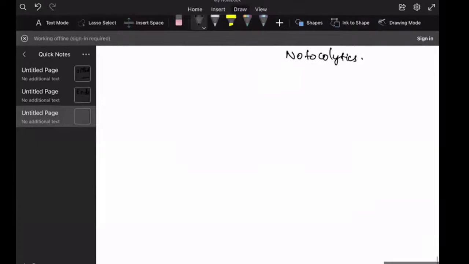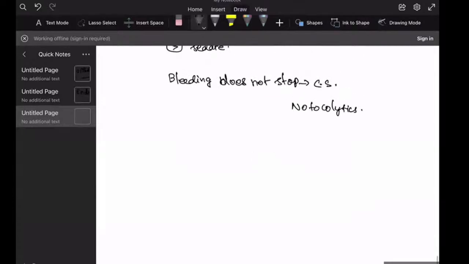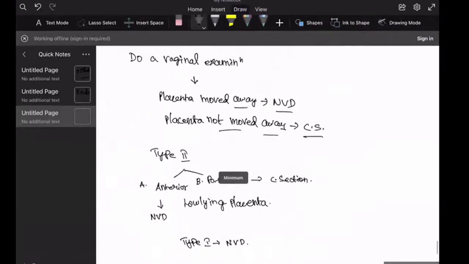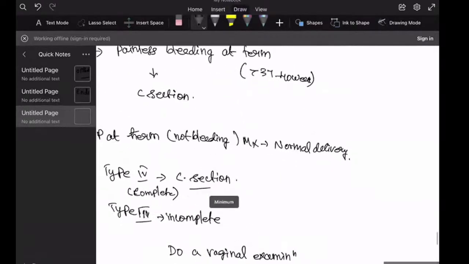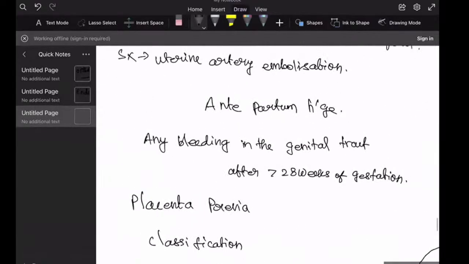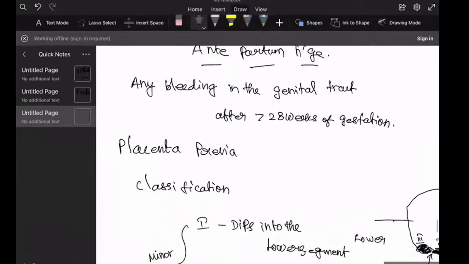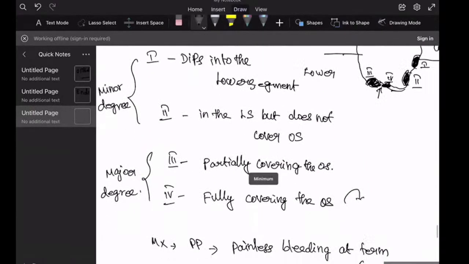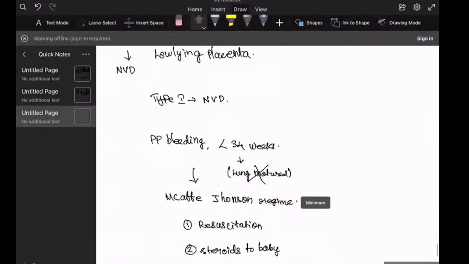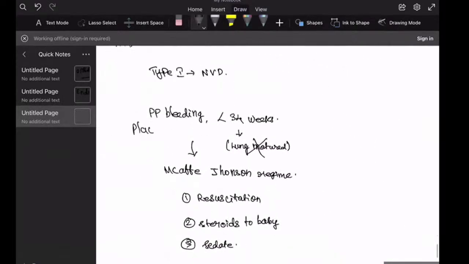One small question. We started with antepartum hemorrhage, now we've been going with postpartum bleeding. Yes, postpartum we finished and now we are going with antepartum hemorrhage. Inside antepartum hemorrhage, the most common cause is going to be placenta previa. So the PP represents placenta previa, right? Yes. This is placenta previa.